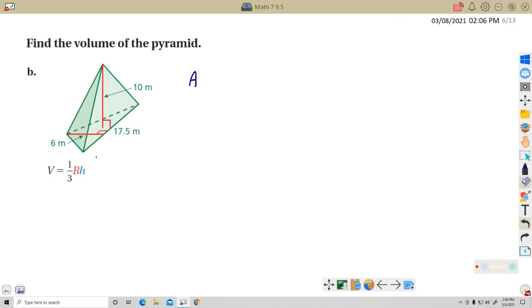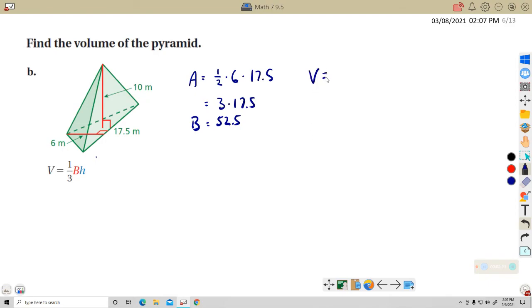So the area of the base here is going to be equal to what? 1/2 base times height. So 1/2, 6 times 17.5. So half of 6 is 3, so 3 times 17.5. And that's going to equal, I'll do this in my head, 3 times 17.5, 52.5. Okay, so that's the area of my base. I put A for area, but I really meant it's the base. Okay, height is 10, divide by 3.